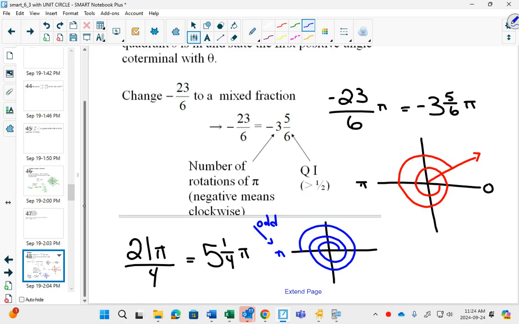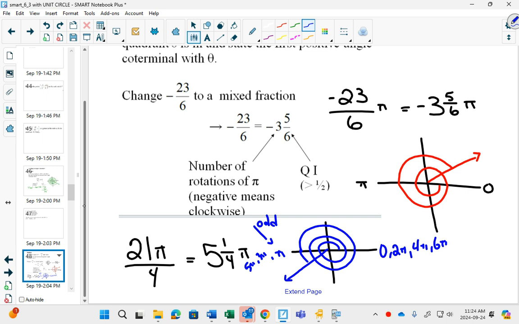Any positive, like this is 0, all the way around is 2 pi, twice around is 4 pi, 3 times around is 6 pi. If it's an even number, you're going to be on the positive x-axis, odd numbers on the negative x-axis. So the fact that I have 5 1/4, the 5 will get me here, pi, then 3 pi, coterminal with 5 pi. The 5 will get me here, and an extra quarter is less than half. It'll end in quadrant 3.